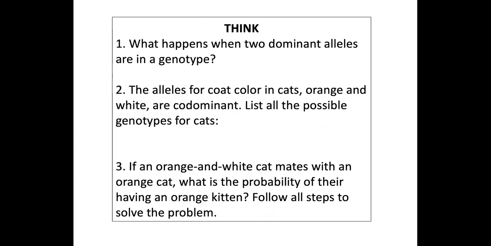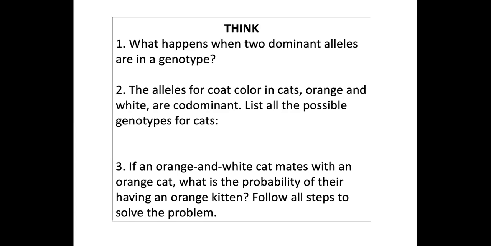All right. The alleles for coat color in cats, orange and white, are co-dominant. So what are the possible genotypes for cats? Genotypes. OO, WW, or OW, which would be what? Because OO is going to be what? Orange. WW is going to be white, and then OW is going to be orange and white.